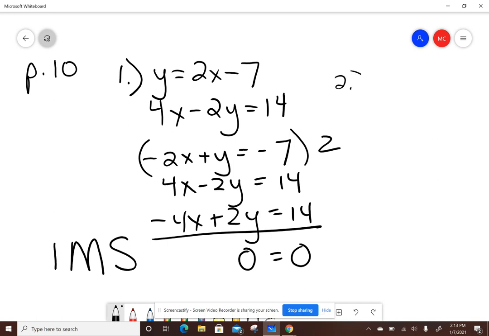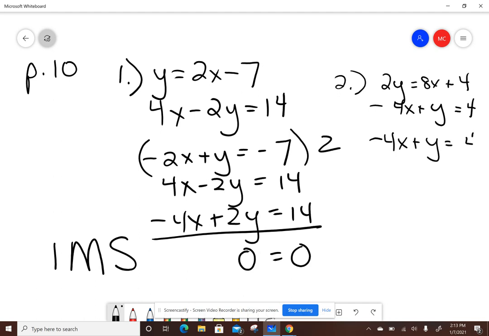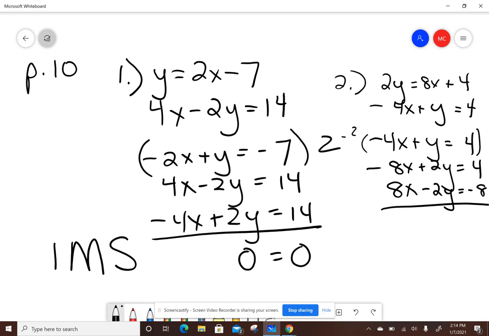We'll compare that to number 2, which is 2y equals 8x plus 4, -4x plus y equals 4. I'm going to line them up by subtracting 8x from both sides. And I'm going to multiply the top by -2. So I get positive 8x minus 2y equals -8. And we end up with 0 equals -4, which is false. So that is a no solution.